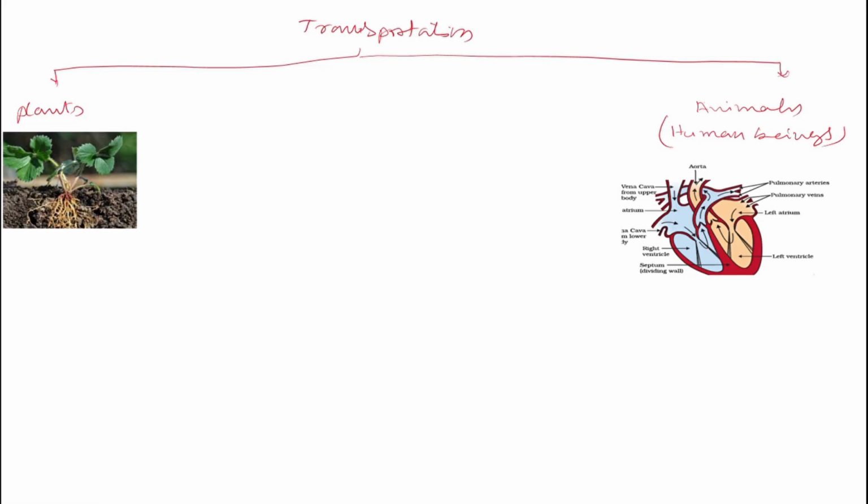Today we will discuss some important points on transportation in plants and animals. Okay, now what is transportation? That we will see. Transportation is a process in which a substance absorbed in one part of the plant body is carried to another part of the plant body. That is the definition.